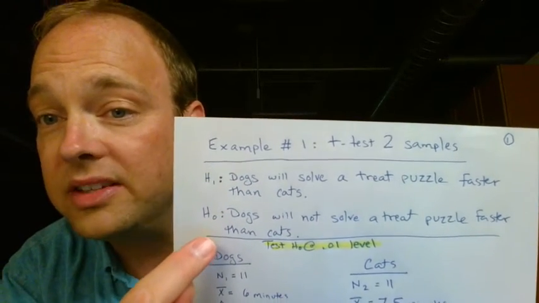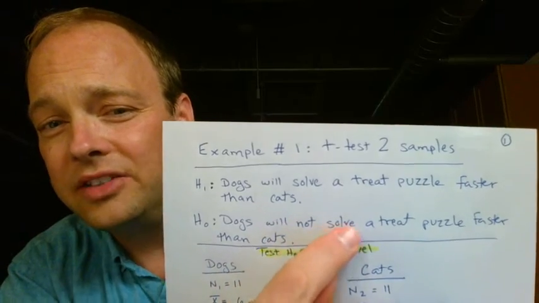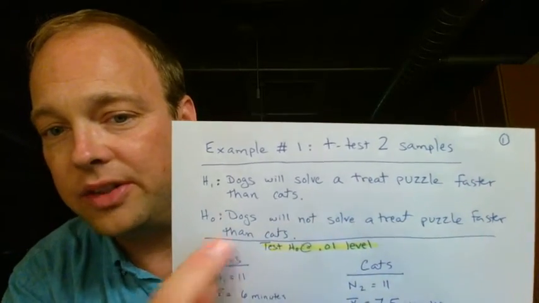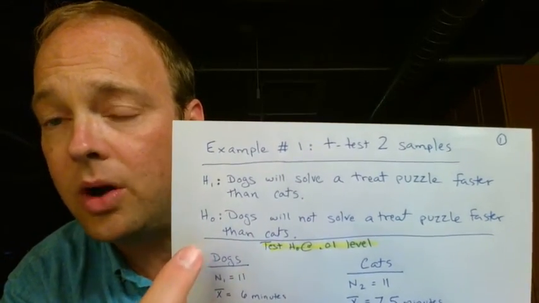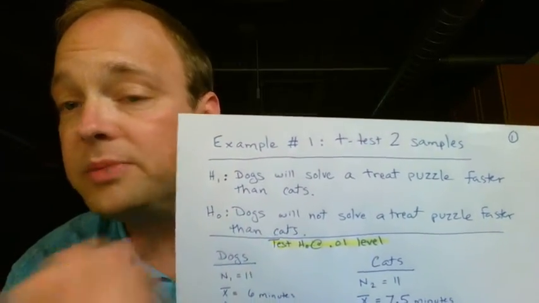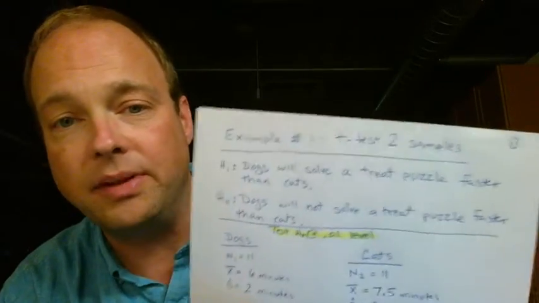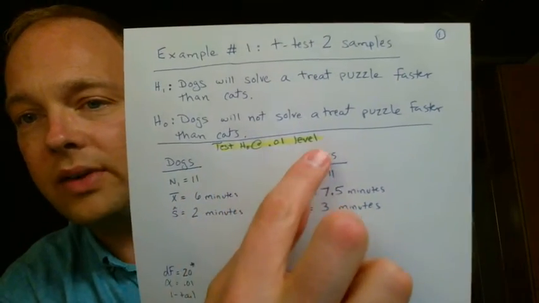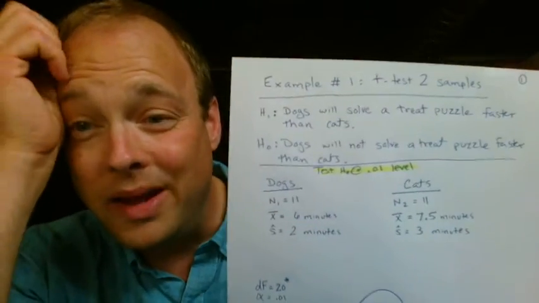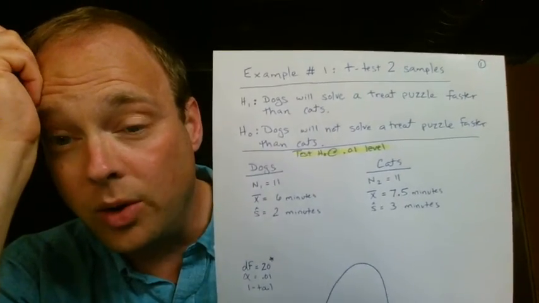The null hypothesis, H sub 0, dogs will not solve a treat puzzle faster than cats. Okay, so these are our hypotheses, H sub 1 and H sub 0, and we need a one-tailed test because we're saying that dogs, our sample of dogs, will be faster than our sample of cats. You can see here, test at the 0.01 level. So now we already know quite a bit. We need a one-tailed test at the 0.01 level.